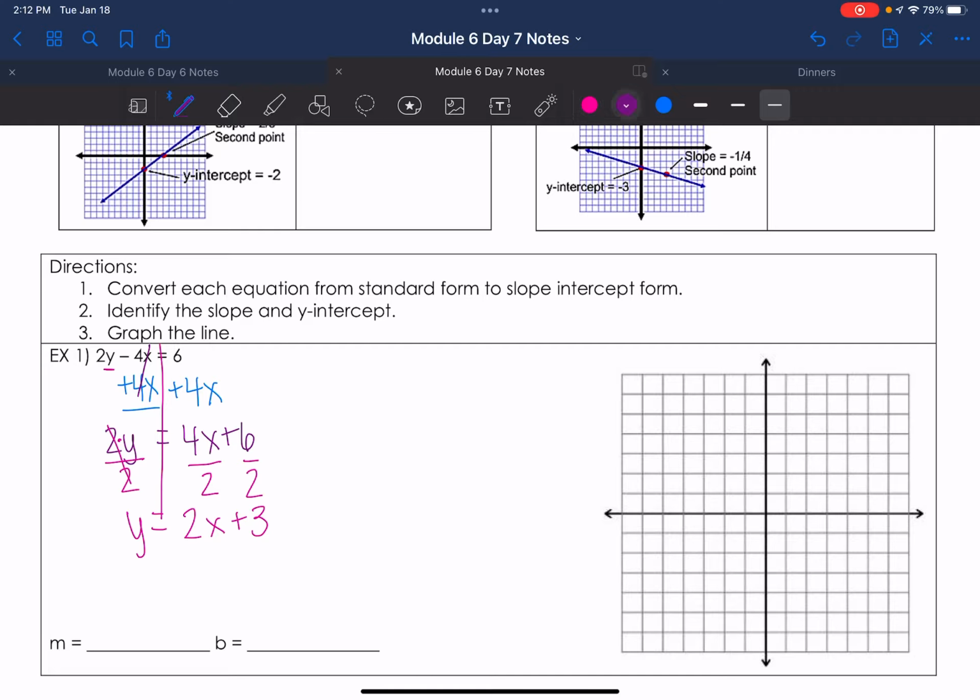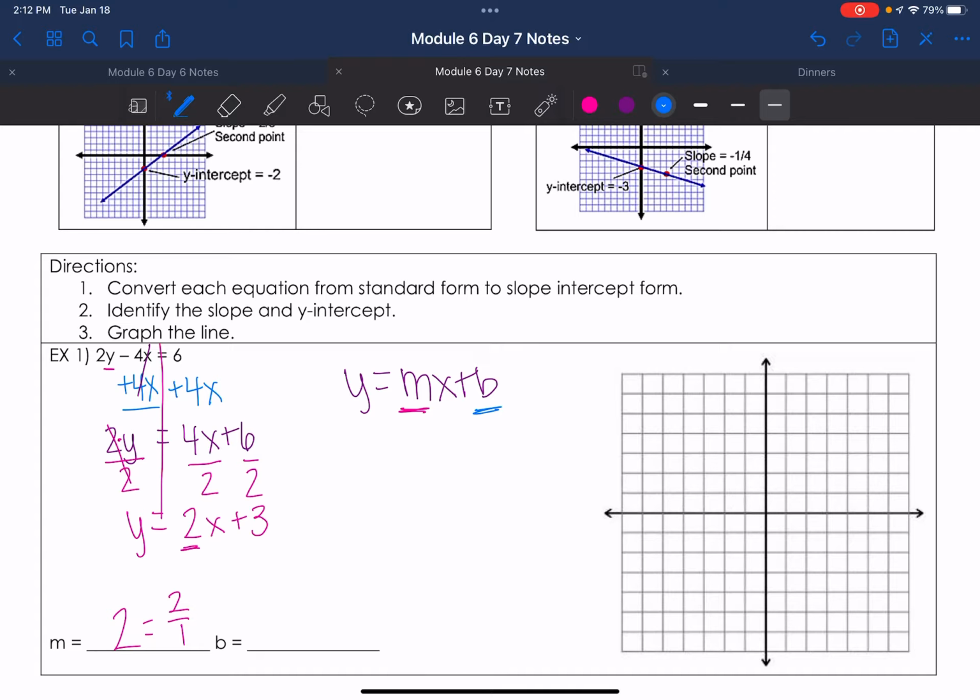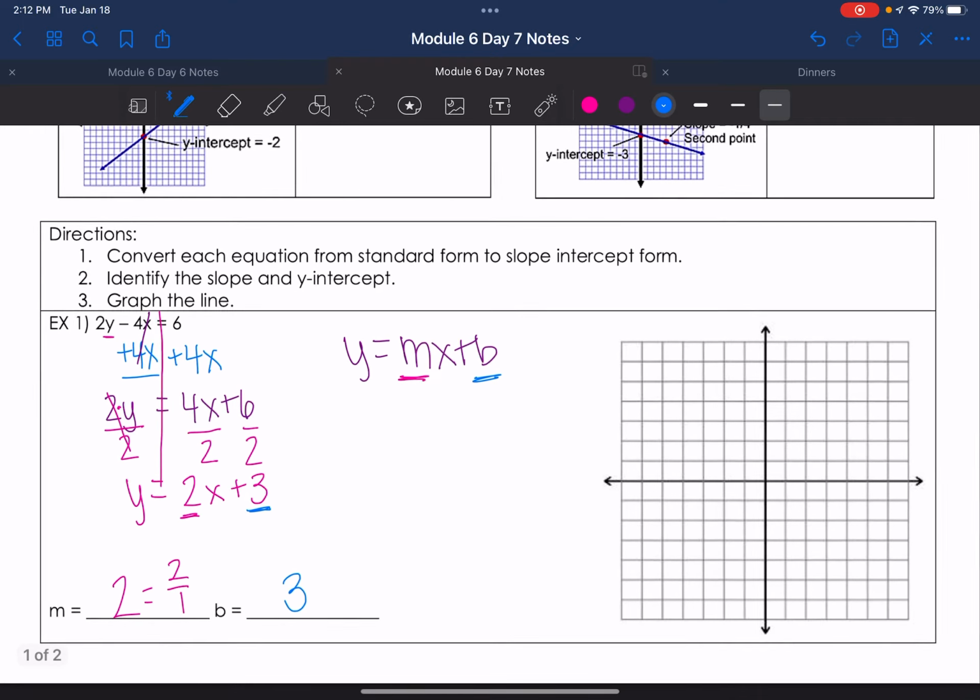Now I can easily identify, using my slope intercept form, y equals mx plus b, that my slope right here is my 2. To graph, I would say 2 over 1. And then my y-intercept, my b, is positive 3. So now I can go ahead and graph using my 2 pieces of information.